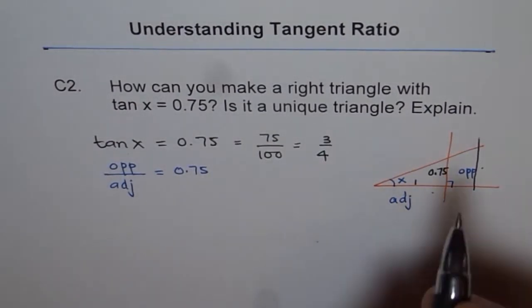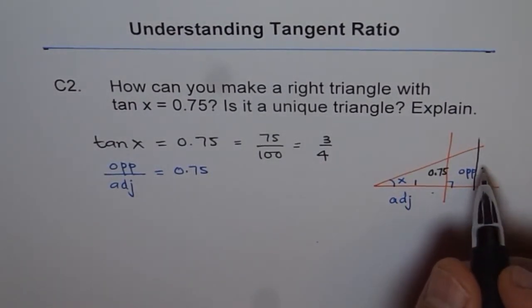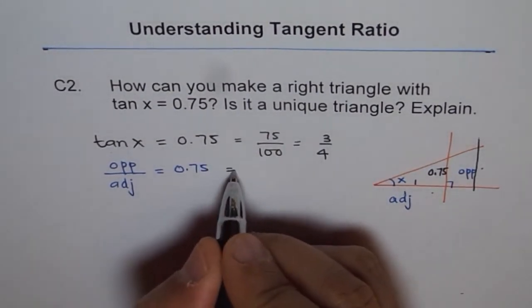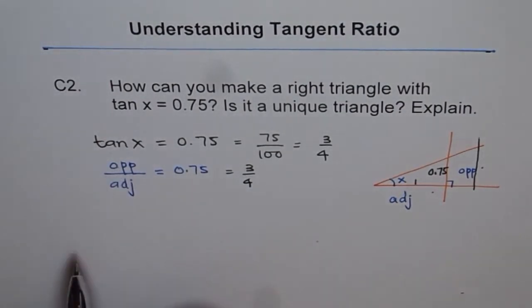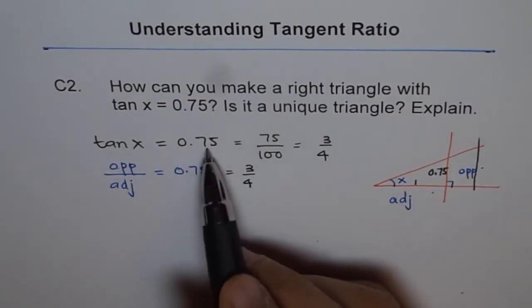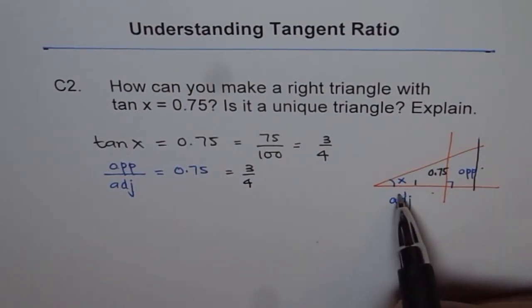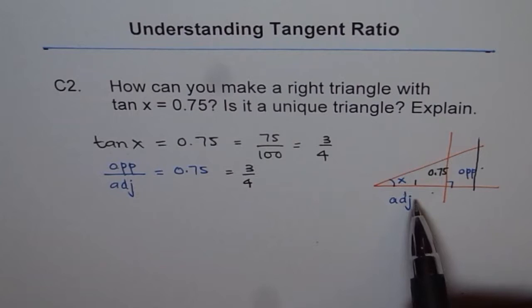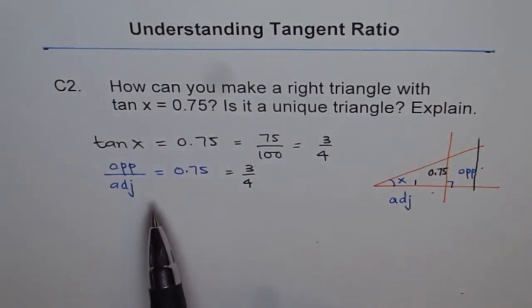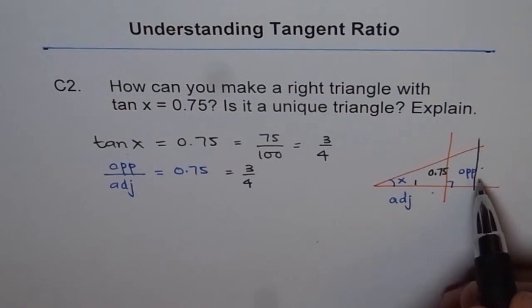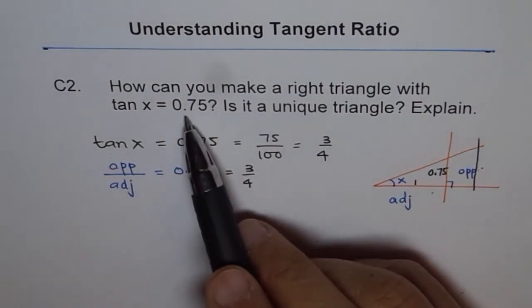So what we are trying to say here is that the opposite side to adjacent side ratio is 0.75 or 3:4. So that means 4 times the opposite side is equal to 3 times the adjacent side. So all those triangles where this ratio is 0.75 will give us tan x equals 0.75. Right? So our answer is, how can you make a triangle with tan x equals 0.75? Make a right triangle so that the ratio of opposite side to adjacent side is 0.75.